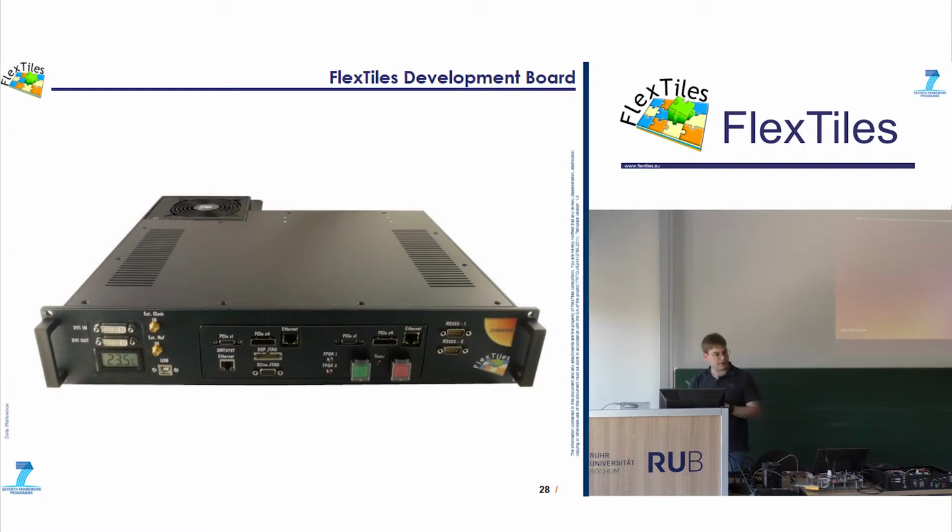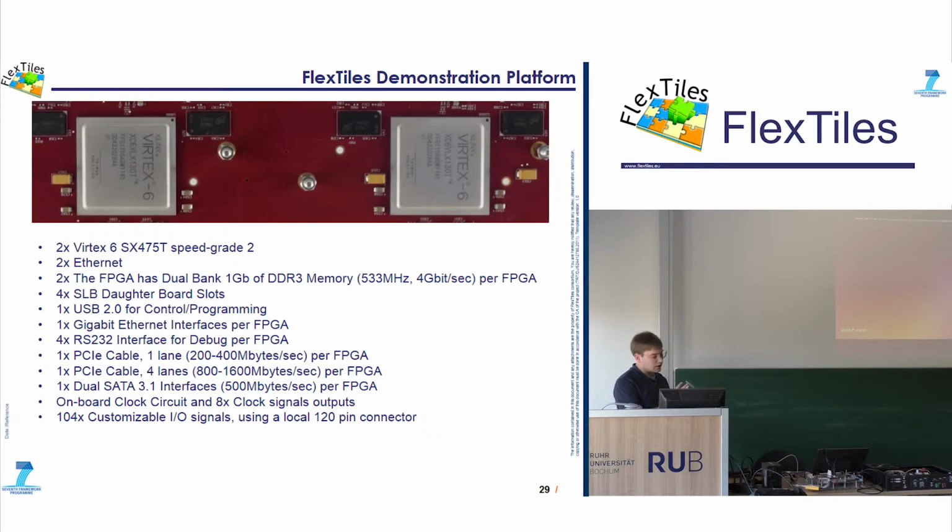So what you see here is the nice portable version of the FlexTiles FPGA board. And you can see here that we have the DVI in and the DVI out on the right side, and we have a lot of interconnect used for prototyping. So on the FlexTiles board, there are, at the time when the project started, two of the biggest Virtex 6 FPGAs.